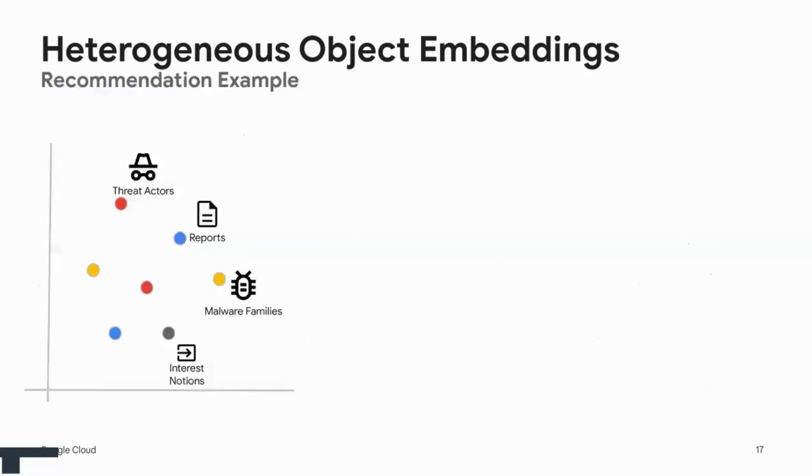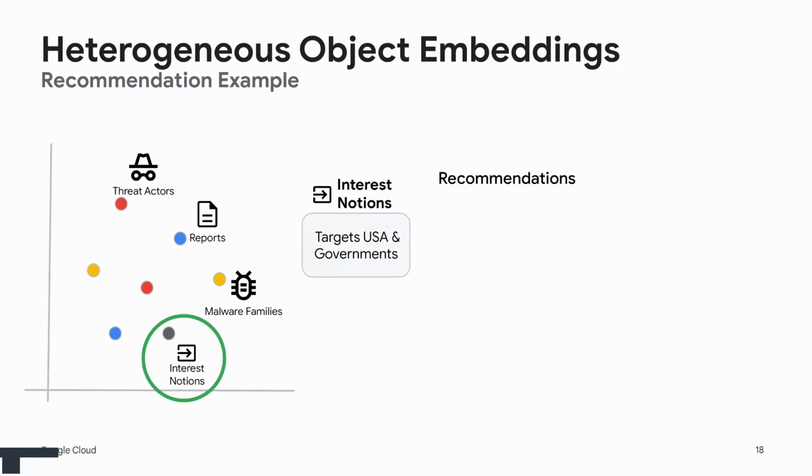And this is going to enable a variety of different tasks. So here I just have a very simple recommendation example, right? Again, we have our picture here with our various objects embedded in our space. Let's just say this is, hey, I care about threats targeting the USA government, right? We're just going to do nearest neighbor search in the embedding space to get our recommendations, right? So the first object I'd sample here is report 2 because it's closest in the space.